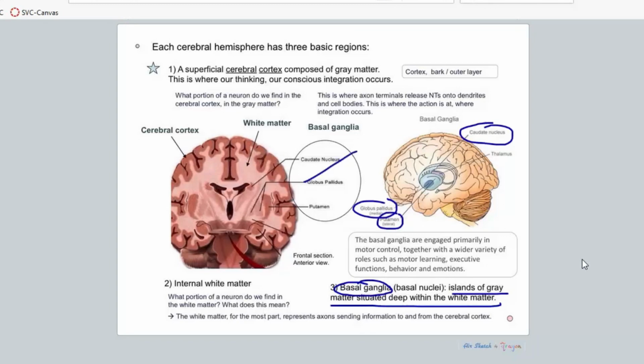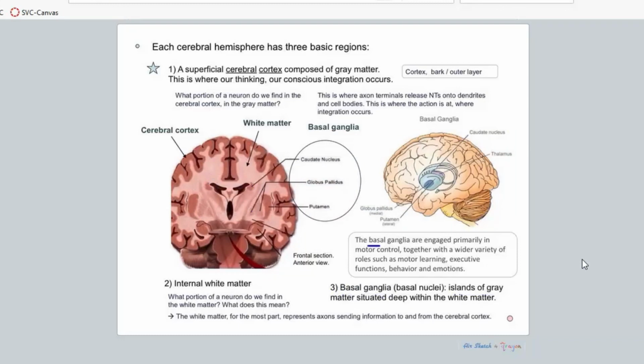And if we look at this frontal section there, anterior view, we can see those. There's a little bit of gray matter. That's the caudate nucleus. Here's another little bit of gray matter. That's the putamen. And here's another bit of gray matter. That's the globus pallidus right there. So you have these little islands of gray matter situated deep within the white matter. And what are these involved in?